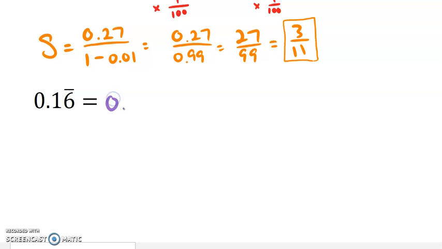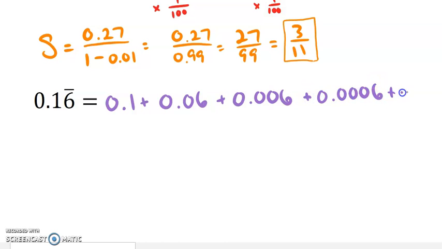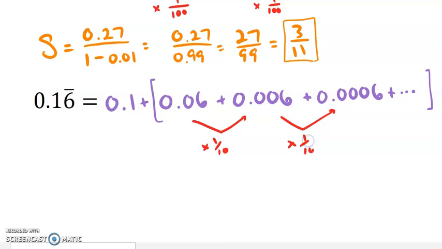So we can rewrite this as 0.1 plus 0.06 plus 0.006 plus 0.0006, and that follows the pattern provided we keep that 0.1 out of the mix. So we're going to have an infinite series and then plus 0.1. What are we multiplying by each time here? Well, we're moving the decimal 1 place to the left each time. So we're multiplying by 1/10 or 0.1 each time. So that's our r value.